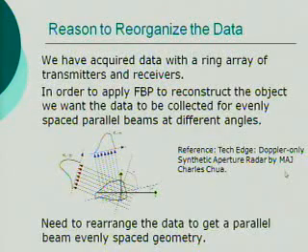And here is the reason to do manipulation on the time data. We have acquired data with a ring array of transmitters and receivers, but in order to apply filtered back projection to reconstruct the object, we want the data to be collected for evenly spaced parallel beams at different angles. As this one shows, for those different parallel paths, we collect the data, and then we rotate to a different angle, and then we collect data for different parallel paths. So we need to rearrange the data to get a parallel beam evenly spaced geometry.